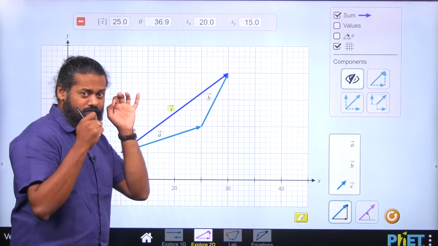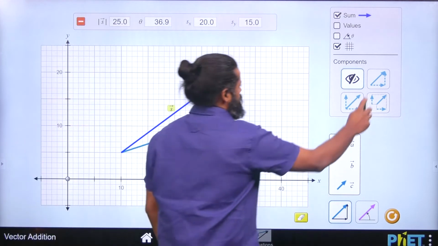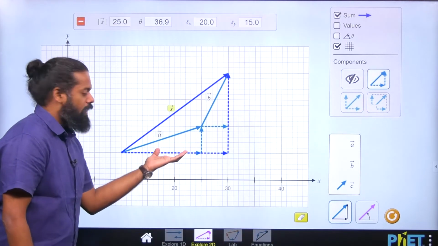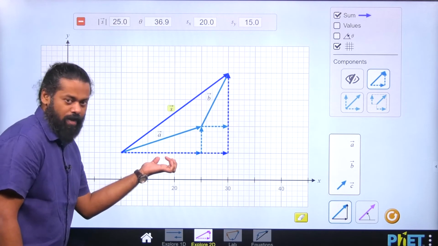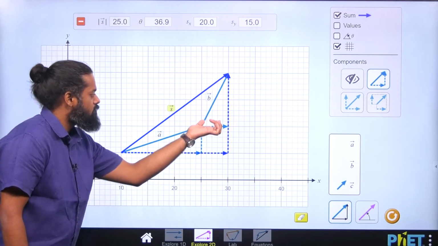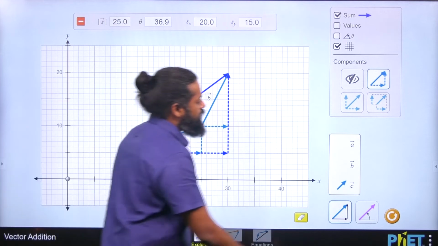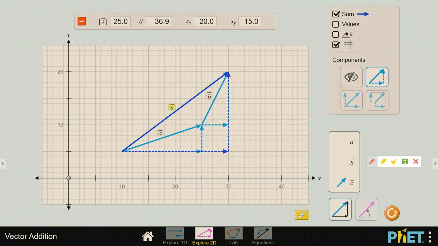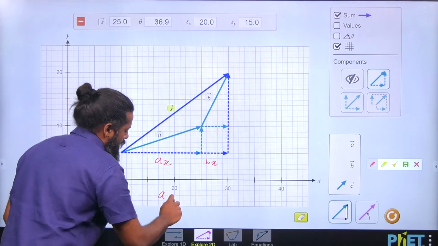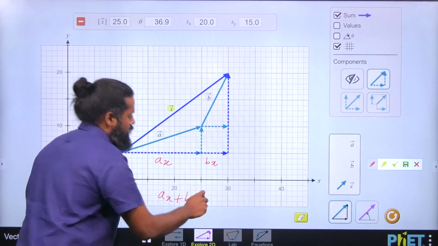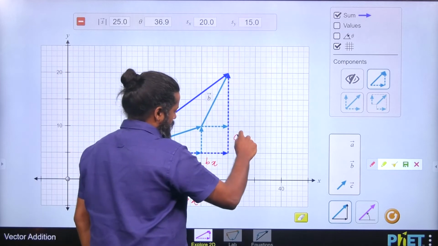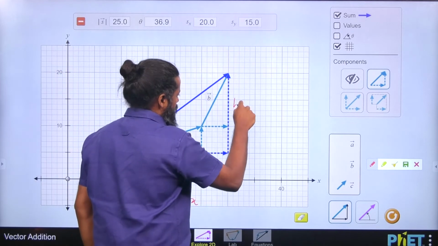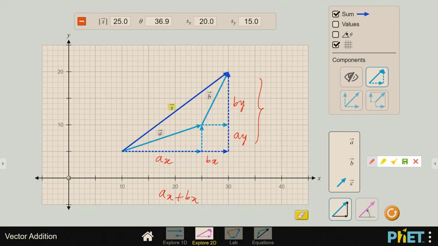Now when I represent the components, you will get a better picture. Look here. You are getting a triangle with AX and BX as the base. See this bottom, what is that? The x-axis. This is AX and BX. So together we can say AX plus BX. Similarly, the height of the triangle, we can say AY, BY. So together we can say AY plus BY.